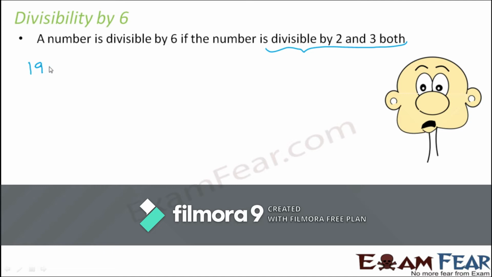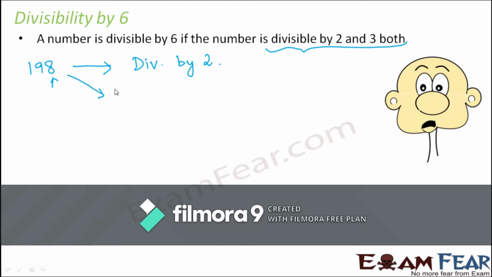So let us quickly take an example. Let us take this number 198. So how do we know it is divisible by 6? For that, first we have to check if it is divisible by 2. Now as per the rule, we know that if a number has 0, 2, 4, 6 or 8 in its units place, which is there, then that number is divisible by 2. So we can say that this number is divisible by 2 and it is an even number.